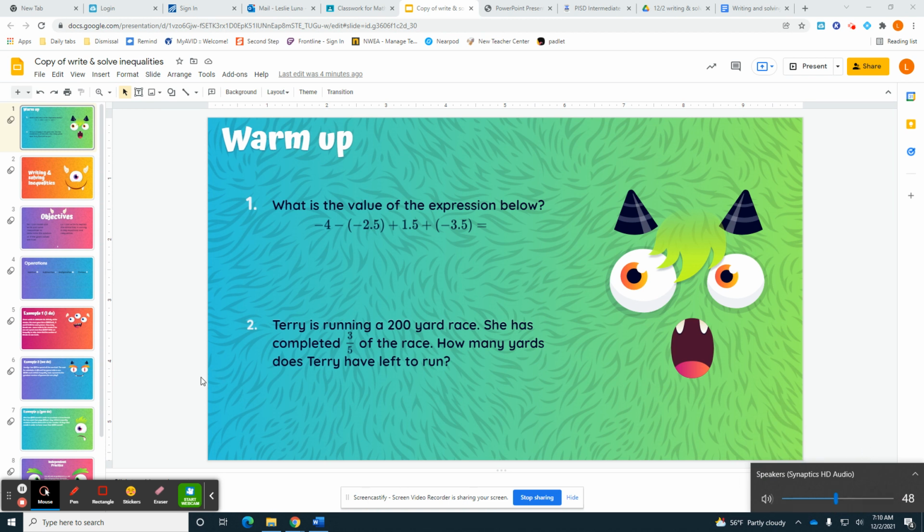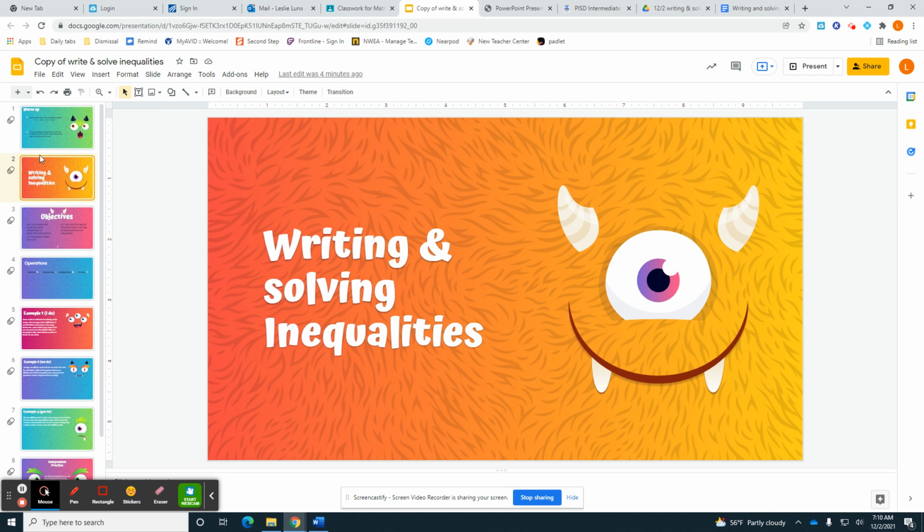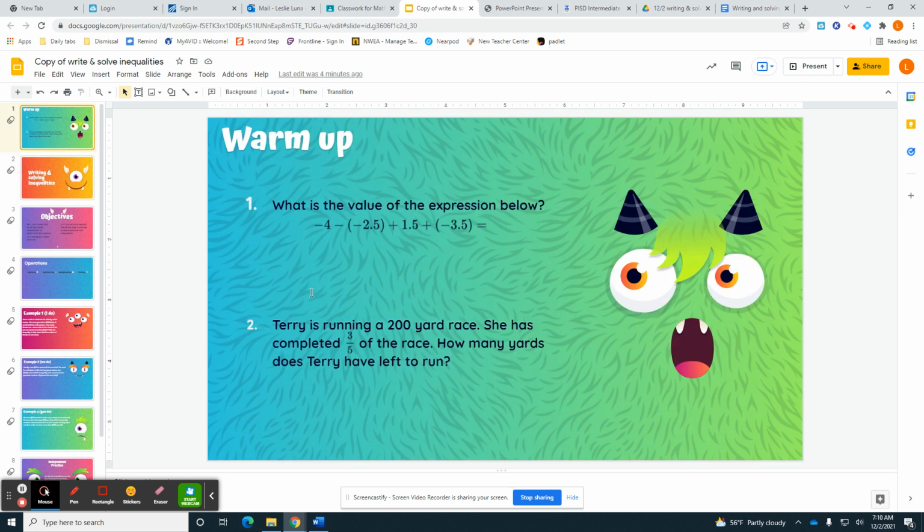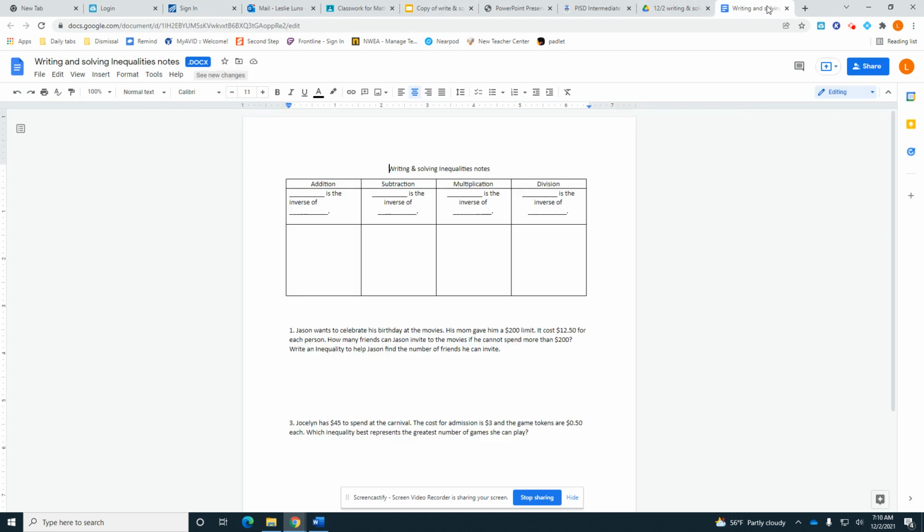All right, boys and girls. So today you are going to be working on writing and solving inequalities. So this is your warm up. You don't have it on your notes paper, but you have plenty of room up here on the top, or even better, flip it to the back. The back is blank for you to do your warm up.